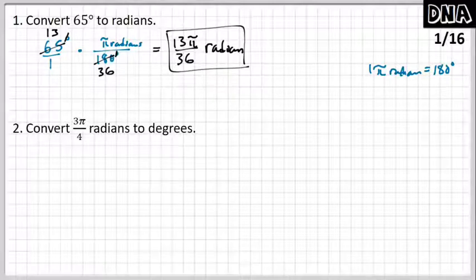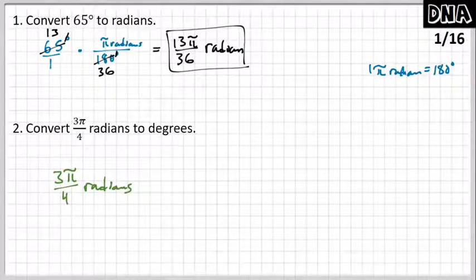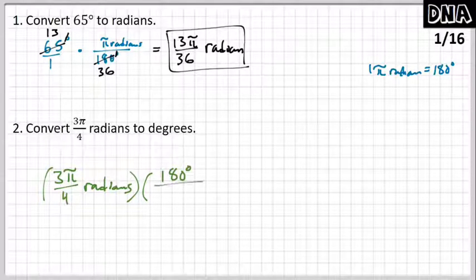The other one we have to convert into degrees. So this is radians, and we're converting it into degrees. So how does that change what we're doing? Well, we have 3 pi radians divided by 4. We can put the radians in front if you like, but that looks confusing. You go 3 pi over 4 radians like this. Doesn't really matter. And we're going to multiply this by 180 degrees over pi radians.